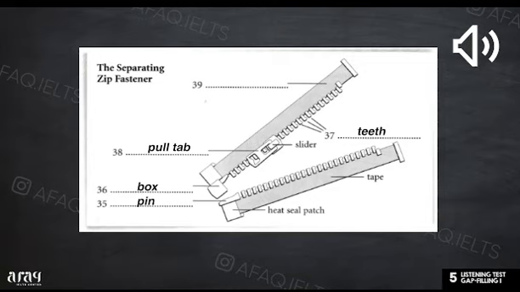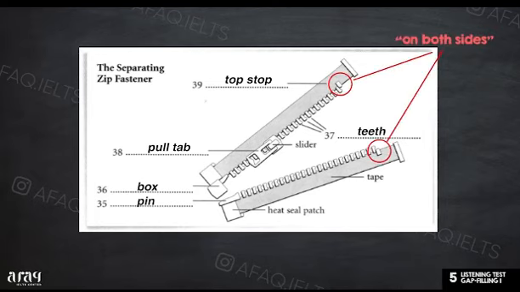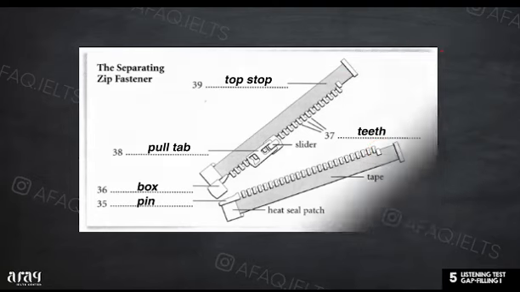To prevent the slider coming off the teeth at the other end, there is a top stop on both sides of the zip. The word at the other end signals the place of the last blank space, the last gap. And the answer is top stop. If you remember, the sentence said, to prevent the slider coming off the teeth at the other end, there is a top stop on both sides of the zip. So, in this way, we get on with the first example.